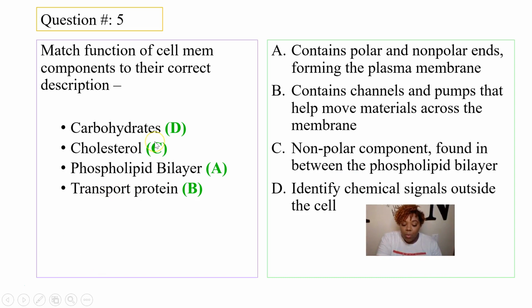Then we have cholesterol. We know cholesterol is nonpolar because it's located between the phospholipids in the bilayer, and that middle portion is nonpolar. So nonpolar is with nonpolar. And cholesterol helps maintain fluidity and stability. Remember that as well. Phospholipid bilayer has the polar and nonpolar ends, and they help to form the bilayer of the plasma membrane. And transport proteins, of course. You have two types: channel proteins and carrier proteins that help pump, and they help to move molecules across the membrane that can't pass on their own.